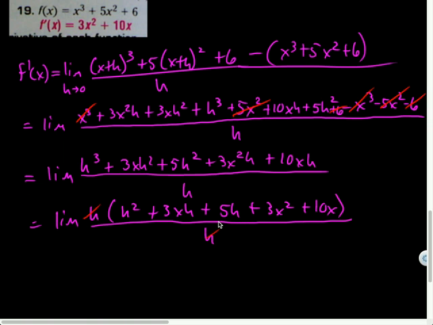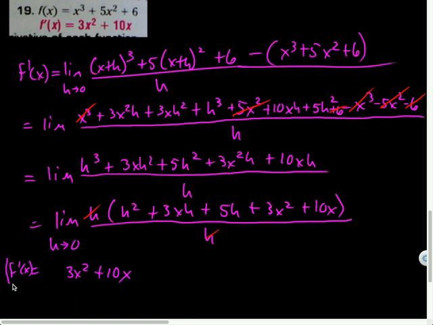Huh. H says, huh. So, the limit as h goes to 0, I'm not going to write that all out again. We're all getting tired of it. What does h squared approach? 0. What does 3xh approach? 0. What does 5h approach? 0. So this is approaching 3x squared plus 10x, all over 1.